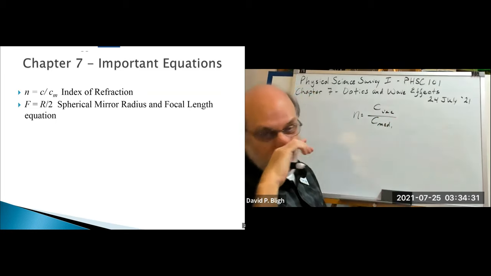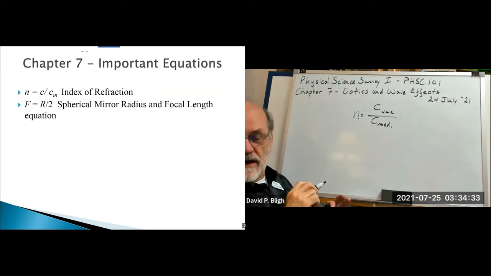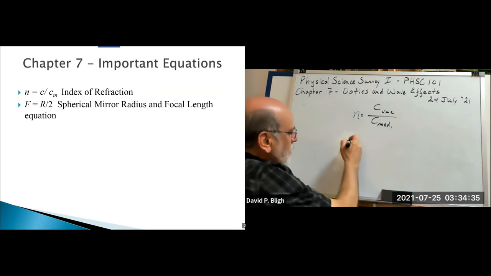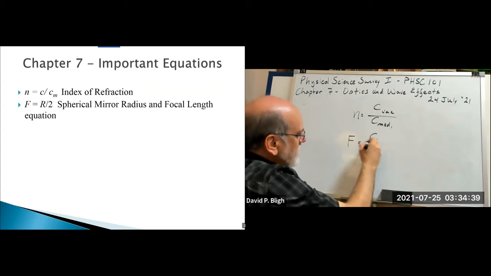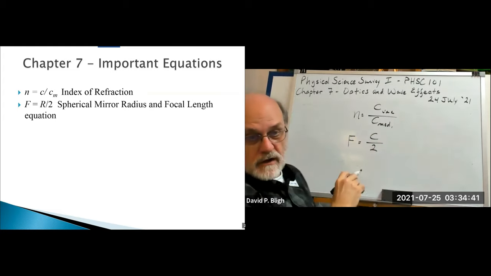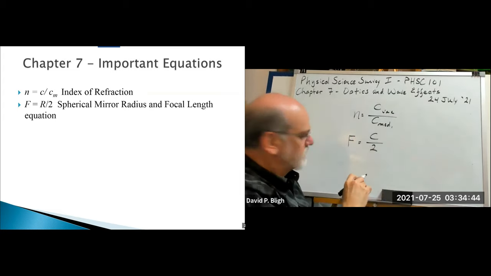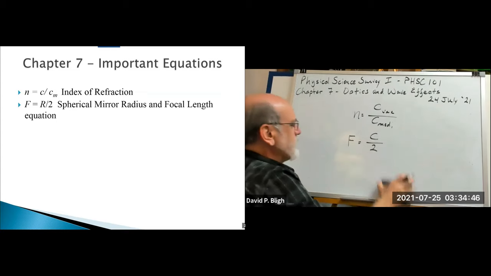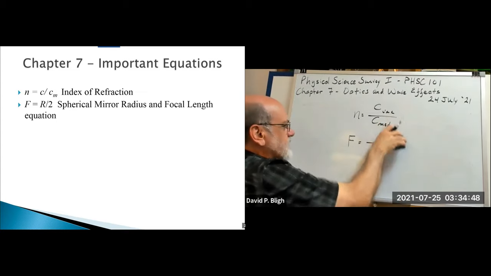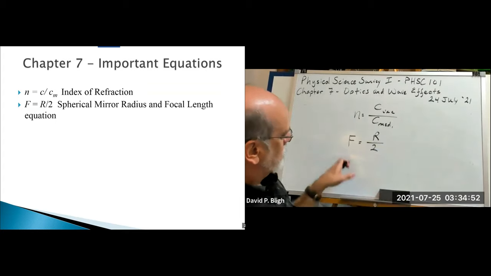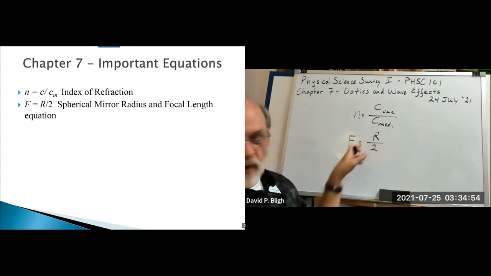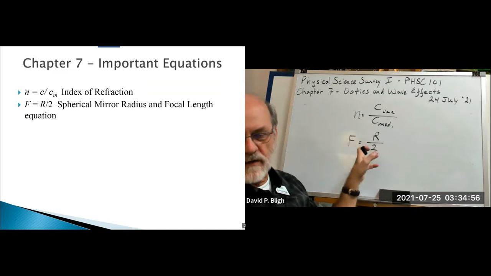Okay. And then we get the spherical mirror, where the focal length is equal to 1/2 of the radius of curvature. That's the C point. This is the radius of curvature. So the focal length equals 1/2 of the radius of curvature.